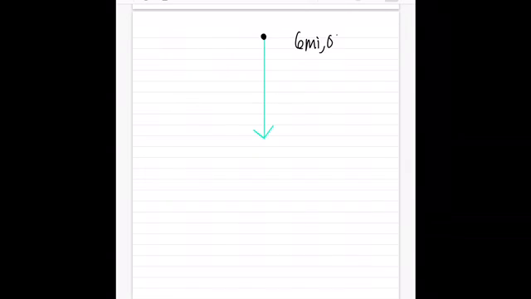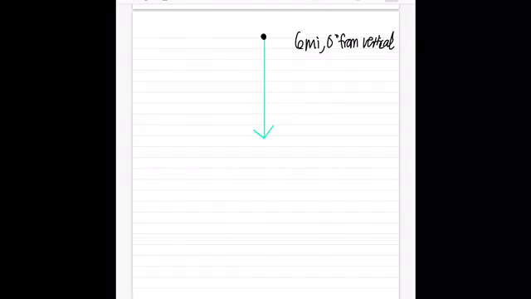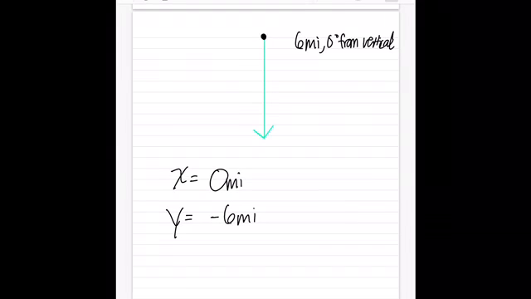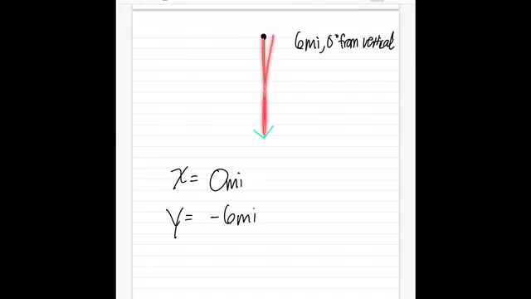6 miles, 0 degrees from vertical. And you may have a scenario like this. So your x component is 0 miles. Your y component is negative 6 miles. Remember, we're still going to have a direction. This is still a vector, so it's going to be negative 6 because it's below the origin. And that's it. That's all you do for that one.